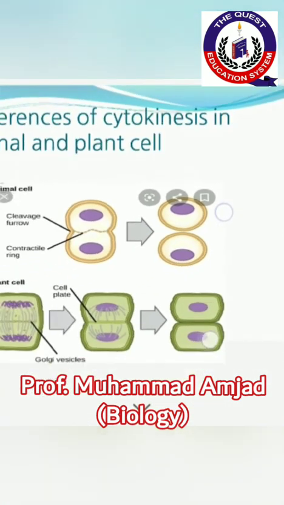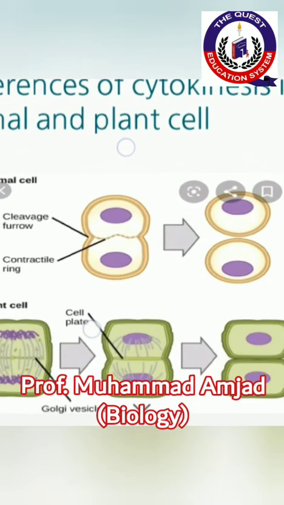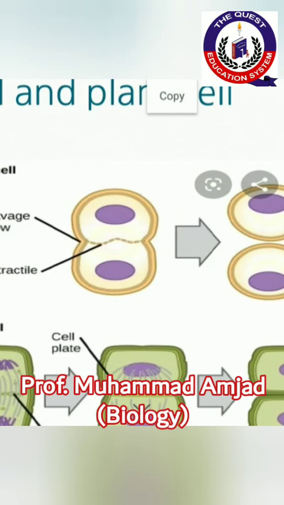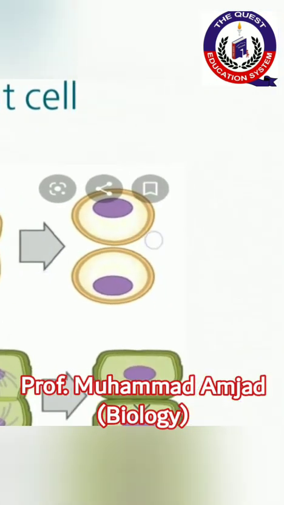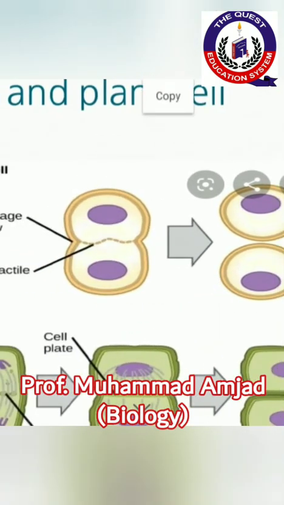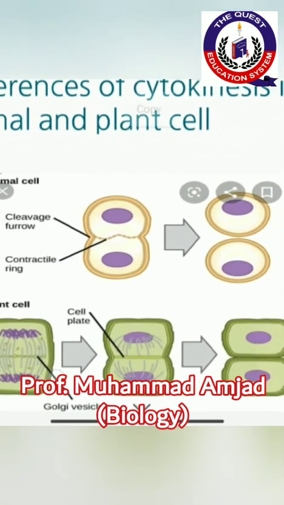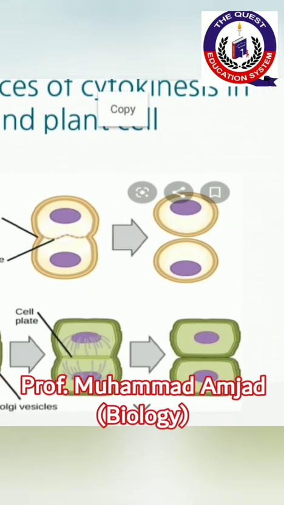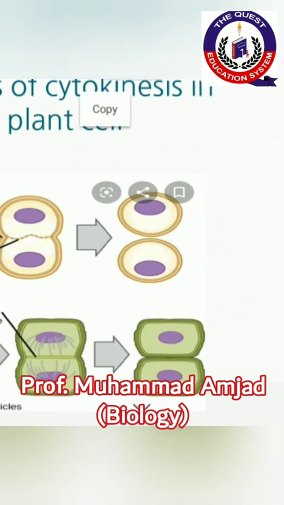For example, you can see in the diagram that in the case of an animal cell, there is the formation of an invagination or furrow from the center, and it completely divides one cell into two cells. While in the case of a plant cell, there is the formation of Golgi vesicles. These vesicles combine together to form the cell plate, and ultimately one cell is divided into two daughter cells. So this is all about mitosis.